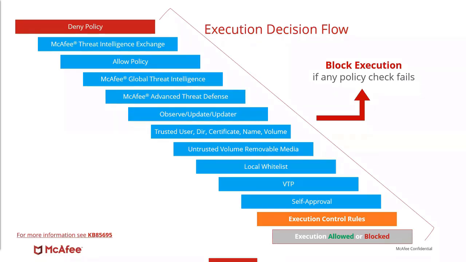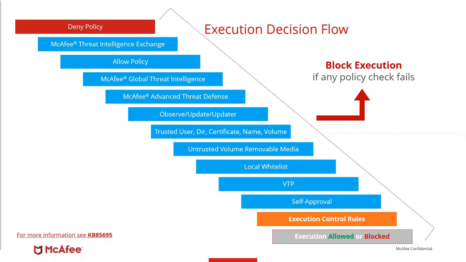Then we're going to check to see what mode you're in, if it's going to be observe, update, or is the process an updater in your policy. Then this section is pretty much our trusted section, how we make changes to the system. So trusted user, trusted directory, certificate, as we talked about before. We now have a feature where we've added, I believe it was 8.0, where we started blocking things from removable media. And then we're going to continually check your whitelist.